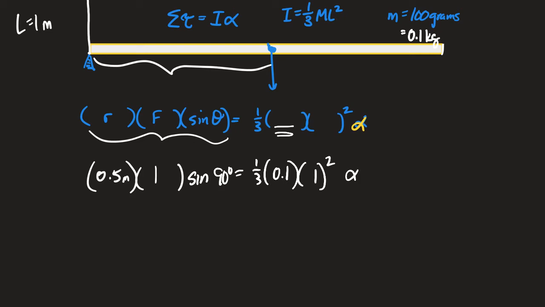So this side, remember, is meter newtons. And this side is kilogram meter squared. So when you do all that division, the only thing left is the seconds part. This will be radians per second squared.